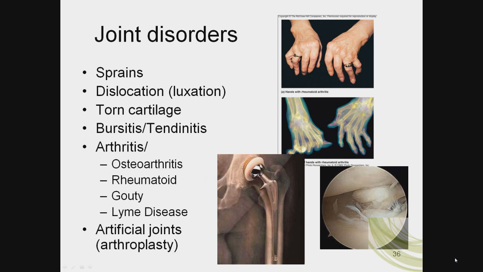Rheumatoid arthritis starts with synovial membrane inflammation, and I show that here in the picture. Not the synovial membrane inflammation, but this rheumatoid arthritis joint disfiguration in the top right picture.